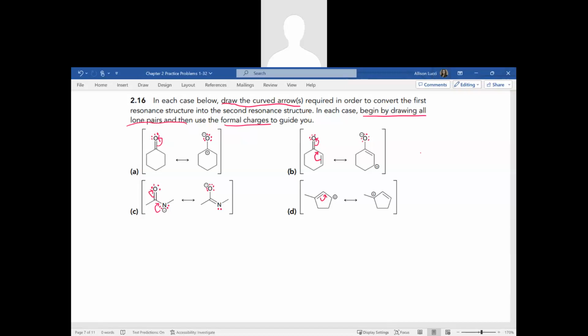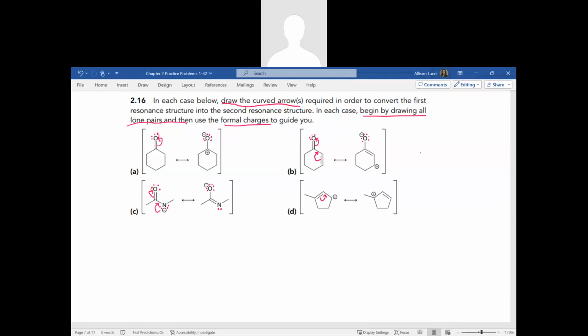So I've already drawn in all of the lone pairs, and I will walk you through how to follow the movement of electrons. In part A here, we see that the pi bond electrons have been moved to be a lone pair on this oxygen. That results in the -1 formal charge on the oxygen and the +1 charge on the carbon. So we use those formal charges to guide us, and we fill in that arrow on the first figure.